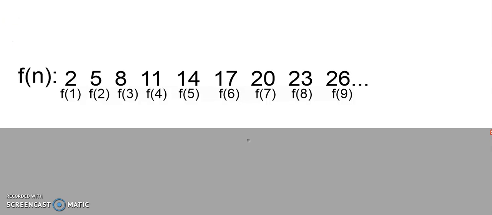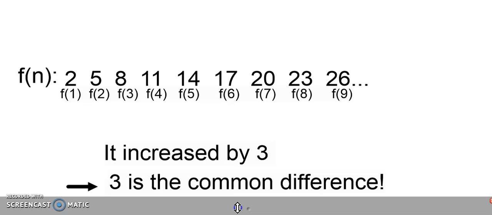All right, so this is just another reiteration of that kind of notation. F of 1 is the first term. The input is 1 and the output is 2. F of 2 is the second term, and that one is 5. F of 3 is the third term, which is 8, so on and so forth. We want to see, is this an arithmetic sequence? And hopefully you can tell that yes, it is an arithmetic sequence because it increases by 3 each time, and therefore 3 is the common difference.